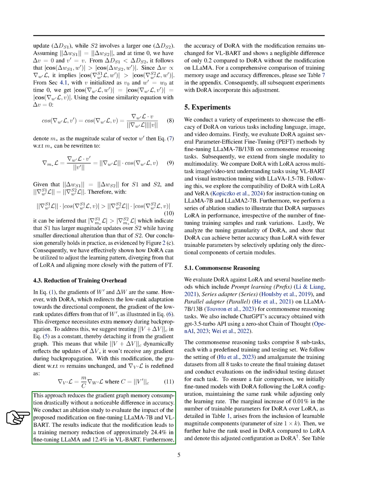We tested this modification on fine-tuning Llama 7B and VL-BART and found it reduces training memory by about 24.4% for Llama and 12.4% for VL-BART, with minimal impact on accuracy. For detailed comparisons of training memory usage and accuracy, please refer to the table in the appendix. Following these results, we include this adjustment in all further experiments with DoRA.